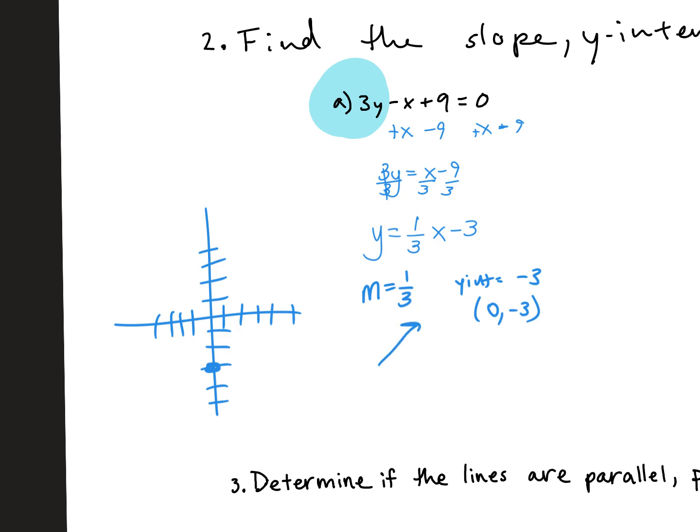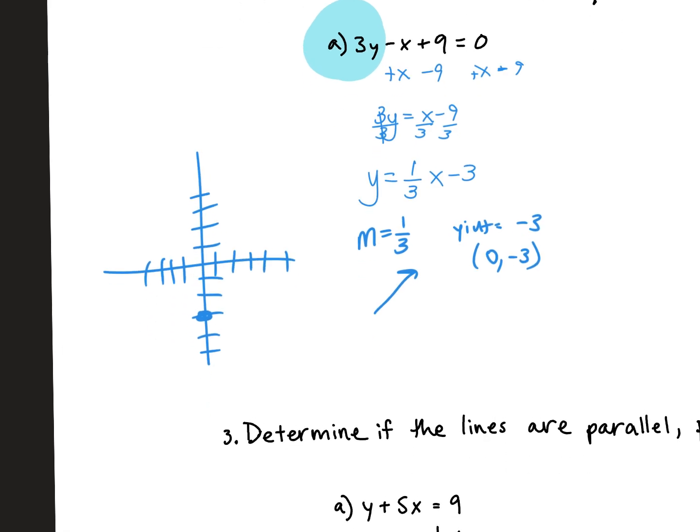This is a positive line, so draw yourself a little picture, like, hey, it goes this way. I'm going to go up 1 and over where? 3. So 1, 2, 3, something like that. Down 1 and over 3. 1, 2, 3, something like that.